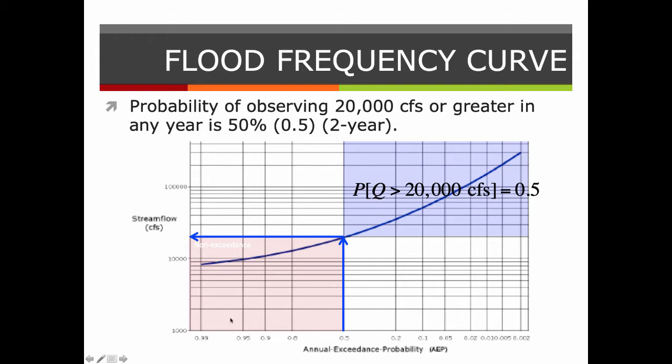So this corner, which is shown in the rose color, is the non-exceedance probability. So there's a 50% chance that the value won't get bigger than 20,000. And in this corner up here in the blue, there's a 50% chance that the flow will be 20,000 or greater. This is called an exceedance probability. They're the complement of each other. So if you know one, you know the other.